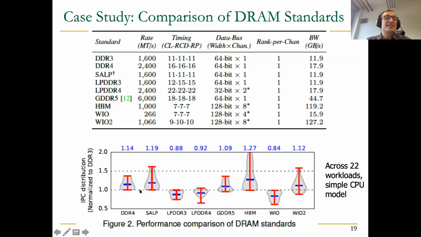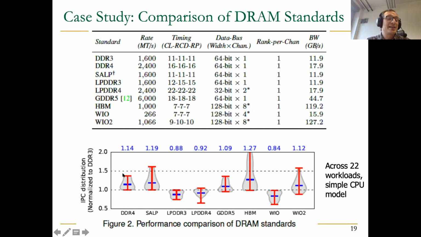And this graph basically shows the performance improvement, normalized instruction per cycle to DDR3 standard with different types of memory used in each of the workloads. All of the workloads are represented using this violin graph, if you will. These are the speed ups that DDR4 experiences compared to DDR3, for example. And in this case, it happens to be high.